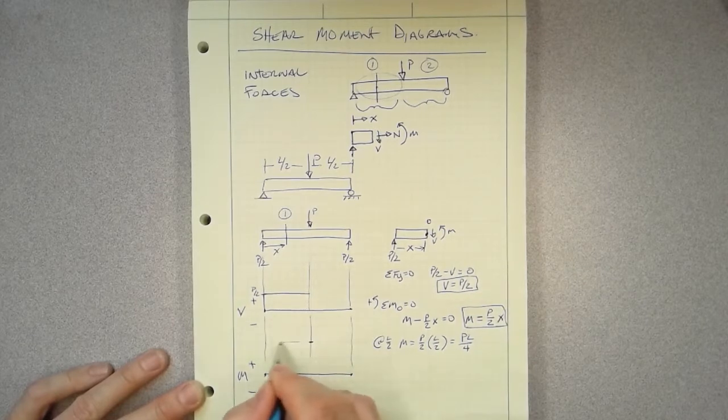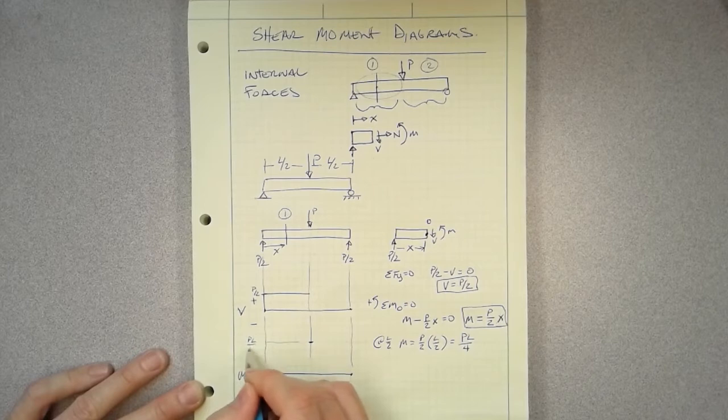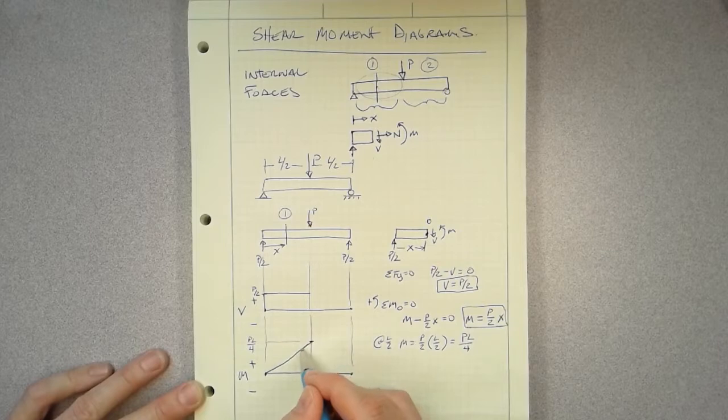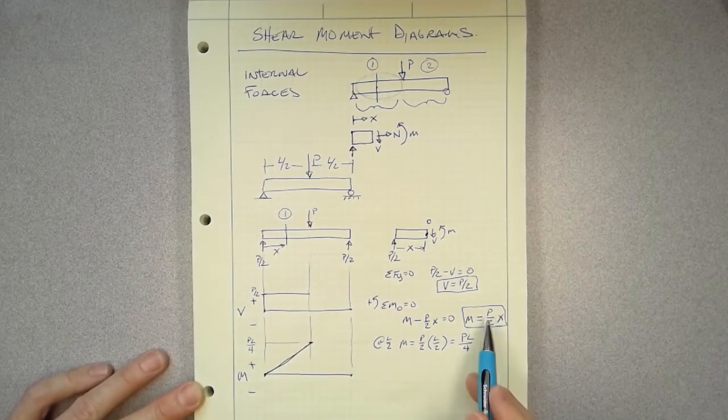So that's going to be right here. I'm going to mark this, and this is going to be PL over 4, and it's going to start off at 0 and go up to that point, and we know it's a linear equation, so it's going to be a straight line. So now we can draw that in there. And we know it's positive also. Now what we really need to do is start taking a look at section 2.